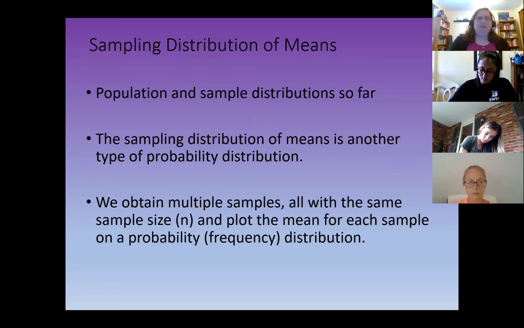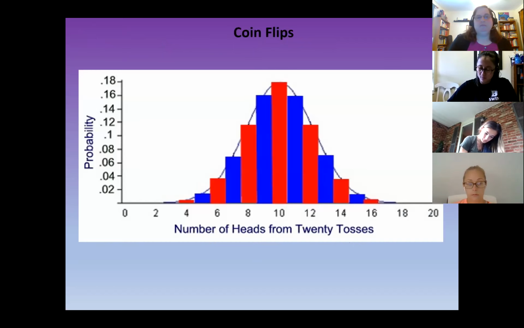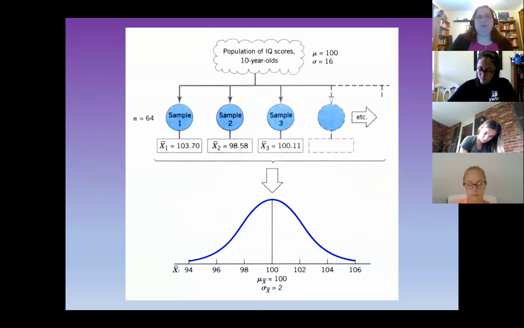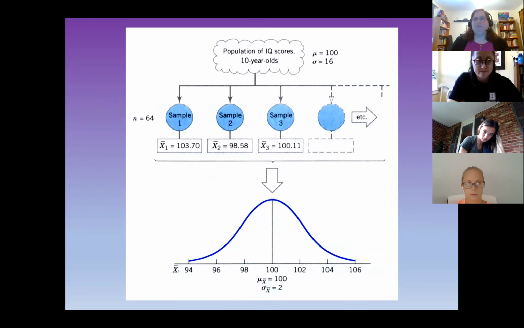Okay, so the coin flips was actually an example, but I am going to skip ahead to this IQ example because I like it better. So let's look at this example here. You have a population of IQ scores of 10-year-olds. Just imagine you have this large vat of IQ scores for 10-year-olds, and they can maybe be written on little slips of paper that are in this huge bowl, okay?